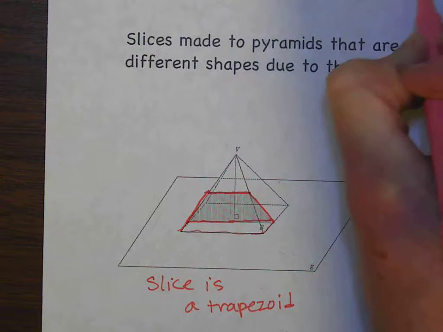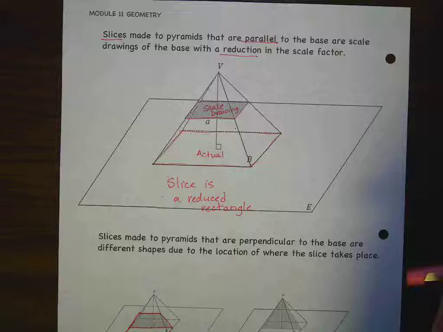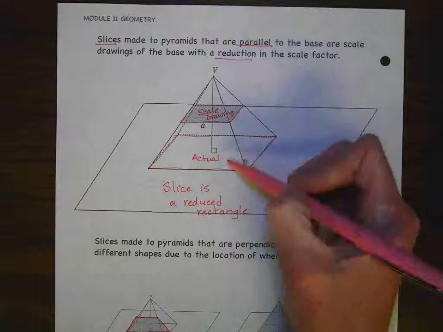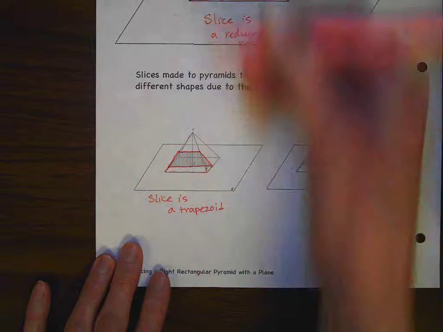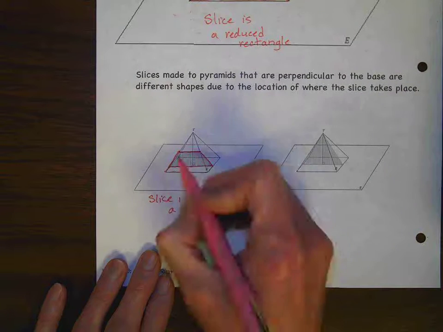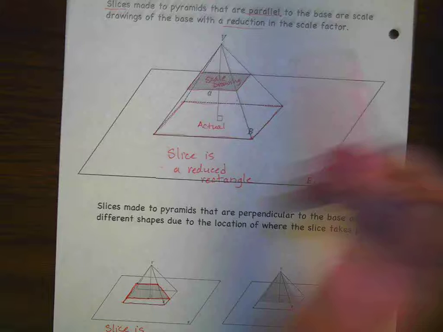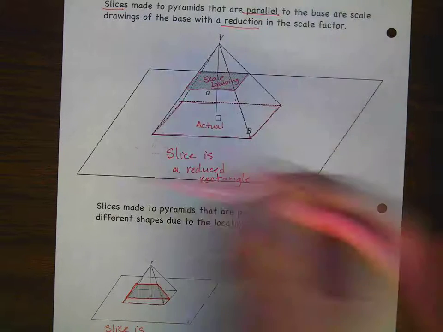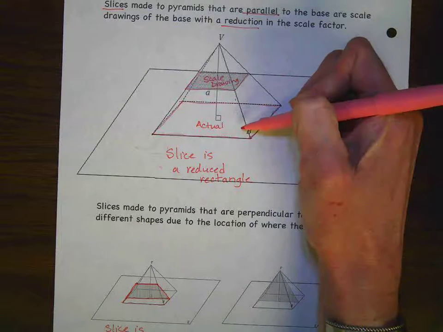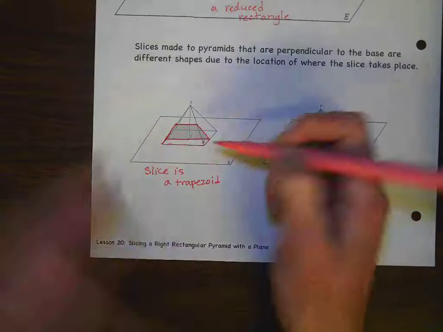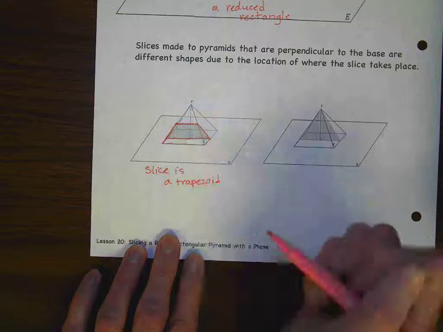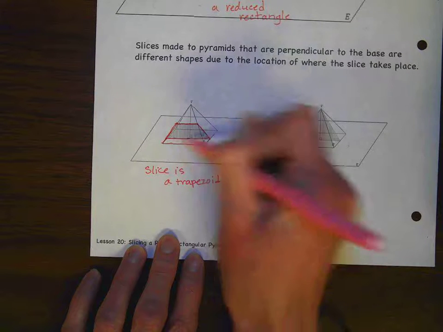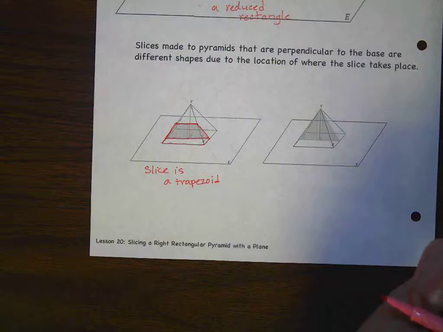So that's pretty crazy. It's the exact same pyramid. Did you notice that? This is a rectangular pyramid. And yet when you change the location of the slice, you get a completely different shape. So if you put in your plane and you sliced parallel, then your shape is exactly the same as the base, only smaller. Whereas if you put in a plane going perpendicular, you have a completely different shape than the base. The base was a rectangle. This slice is a trapezoid.